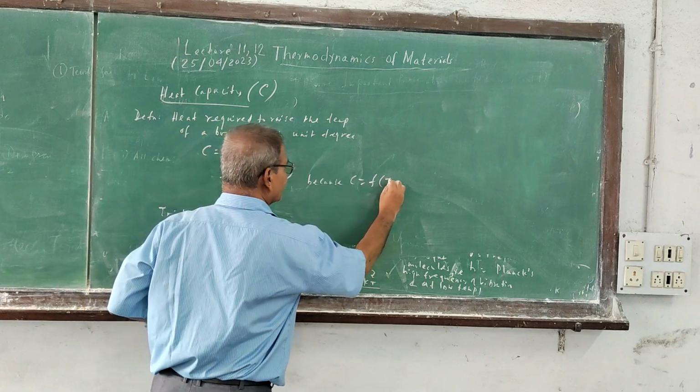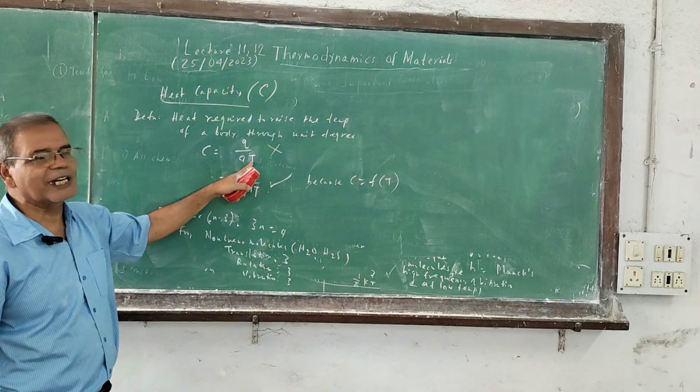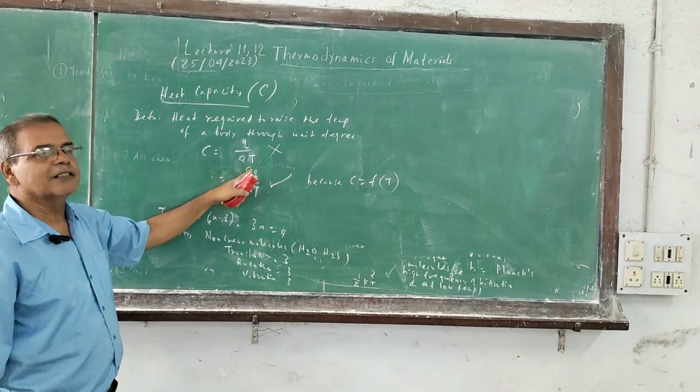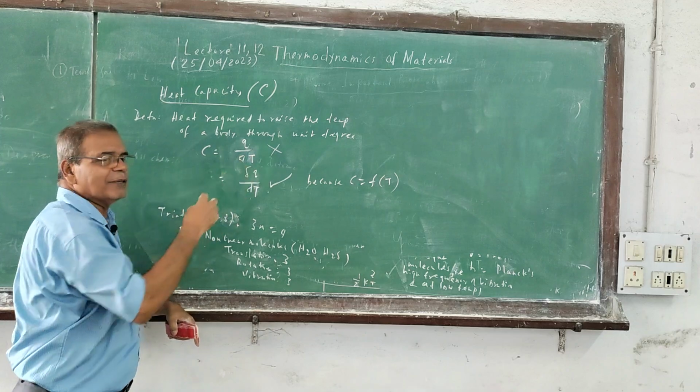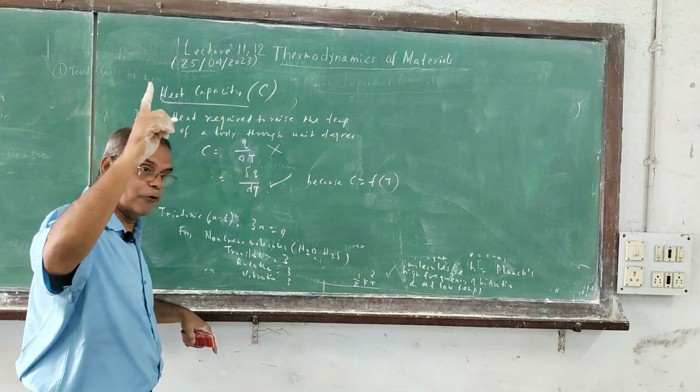Because C is a function of temperature. So when it is a function of temperature, you don't use delta anymore. But this is a function of temperature. So in this delta T there are many temperatures. Which temperature is C referring to? Again, the same old story.